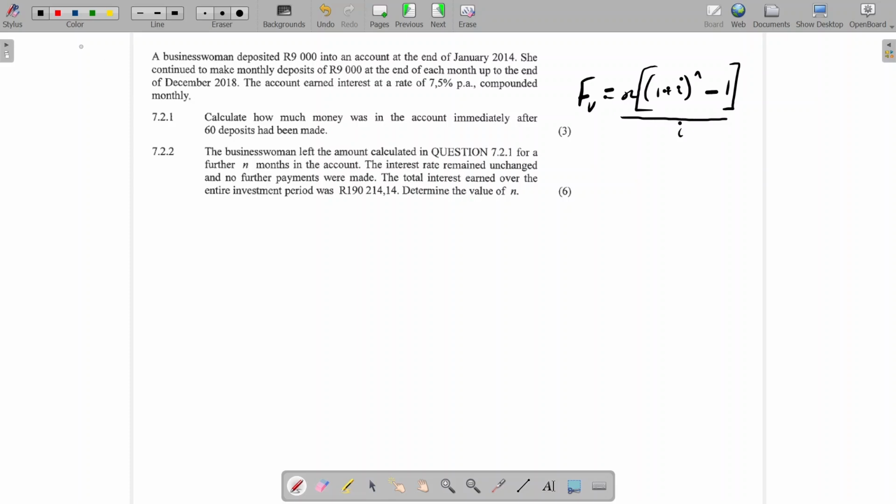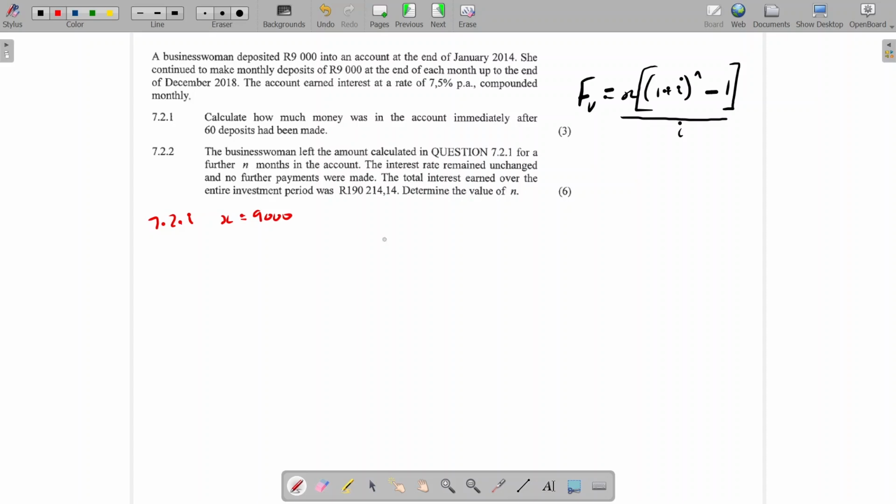So let's have a look at this text. Businesswoman deposits 9,000 Rand to account. She continues to make monthly deposits of 9,000 at the end of each month. So if she's making these deposits each month, this would be our X value. So we therefore know that 7.2.1 X would equal 9,000 Rand. She continues to make these deposits at the end of each month until the end of December 2018.